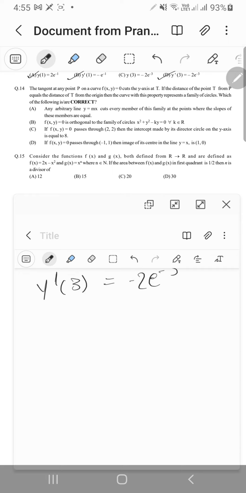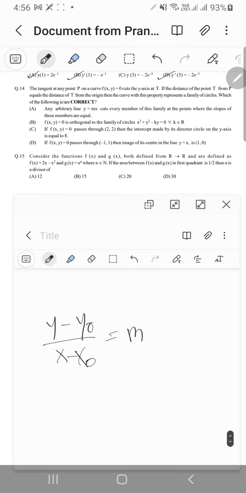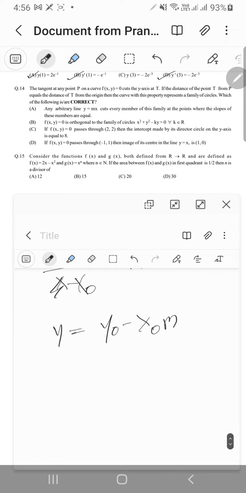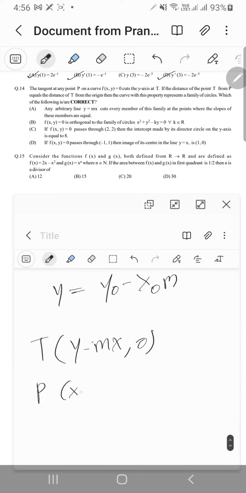Next question. Tangents at any point p on the curve y equal to f of x cut the y-axis at t. No point in drawing this, but yeah, it's like y minus y naught upon x minus x naught equal to m. Okay, and it cuts the y-axis, that means x is 0, so just this thing, that is t. Okay, so it's just y minus mx comma 0, that is t, where the point p is our x and y, right?